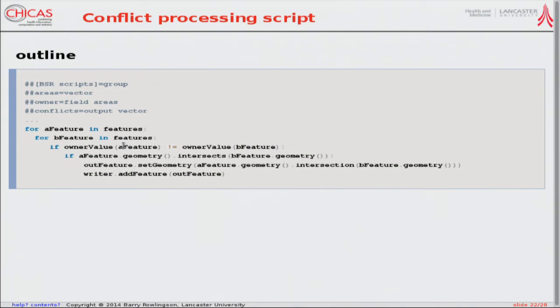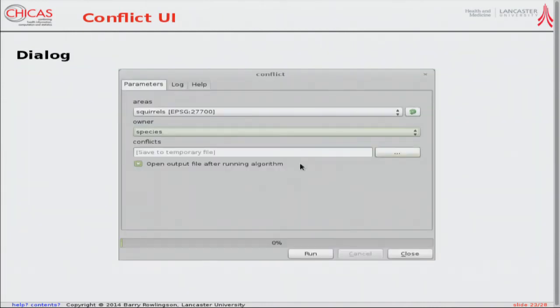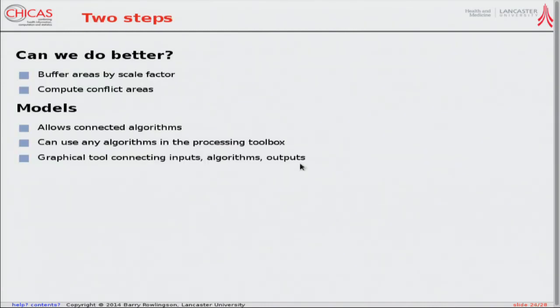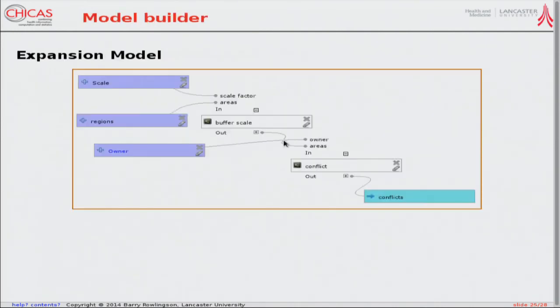So if, as I loop over the pairs of features, if it's a grey squirrel area with a grey squirrel area, I don't worry about it. If it's a grey squirrel area with a red squirrel area, I compute the intersection. There may or may not be an intersection, but that's just done with the intersects function. And then if there's an intersection, I write out the intersection. And I get a nice, easy-to-use dialog, which I can then run. So that's a kind of two-step process. First of all, I triple the areas, and then I run the conflict algorithm. But I can combine those, because QGIS has this rather groovy little model builder where you can graphically build an algorithm using any of the QGIS processing algorithms with any of your inputs and outputs.